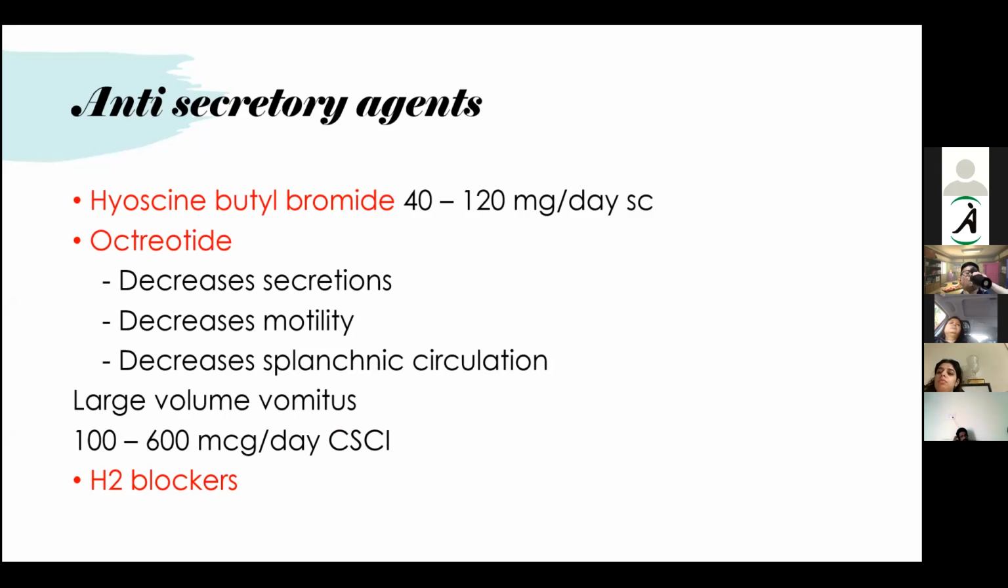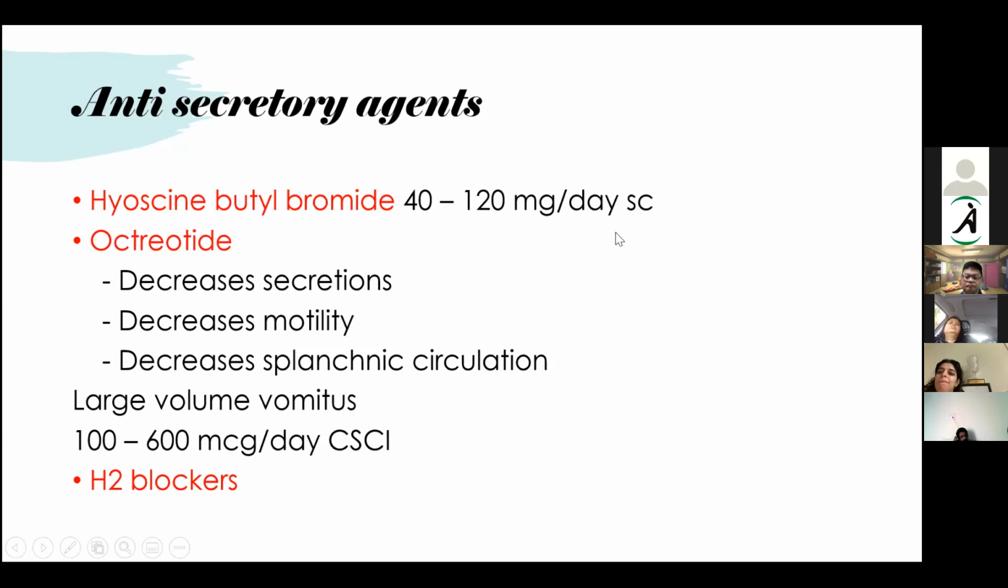Anti-secretory agents. So what we are trying to do is reduce the bowel secretion so that the amount of fluid collected there is less and the symptoms for the patient are also less. So the drug we usually use is hyoscine butyl bromide, which is an anticholinergic. The dose usually given is 40 to 120 milligram per day subcutaneously.